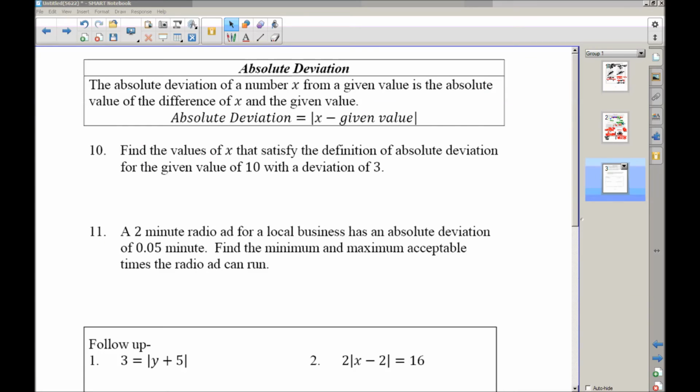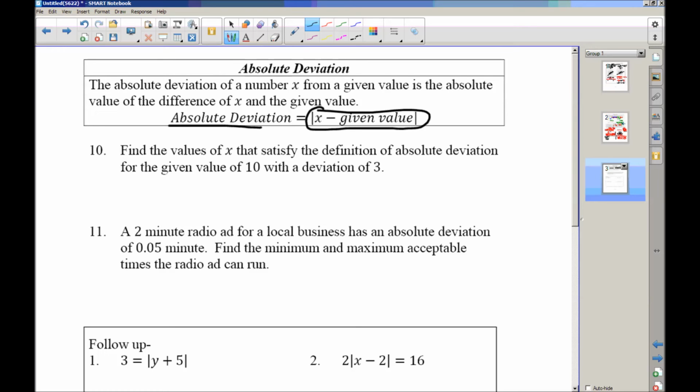All right, on our last page, we have another definition, absolute deviation. The absolute deviation of a number x from a given value is the absolute value of the difference of x and that given value. So this is what this means: absolute deviation is equal to the absolute value of x minus a given value. All right, so we'll talk about what it really is doing after we do an example problem here.